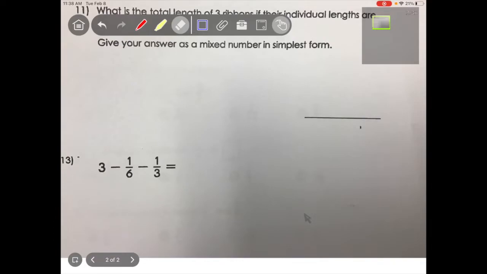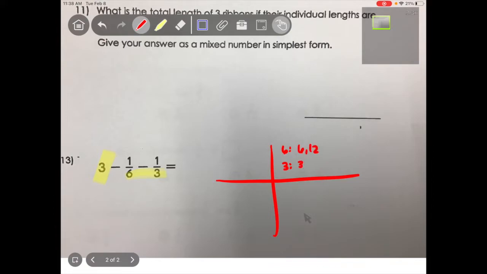All right, let's look at number 13. 3 minus 1/6 minus 1/3. Well, the first thing I notice here is that I have a whole number and I have two fractions with unlike denominators. So I know that because I'm going to be subtracting, I need to find common denominators to start with. So I have a denominator of 6, I have a denominator of 3.